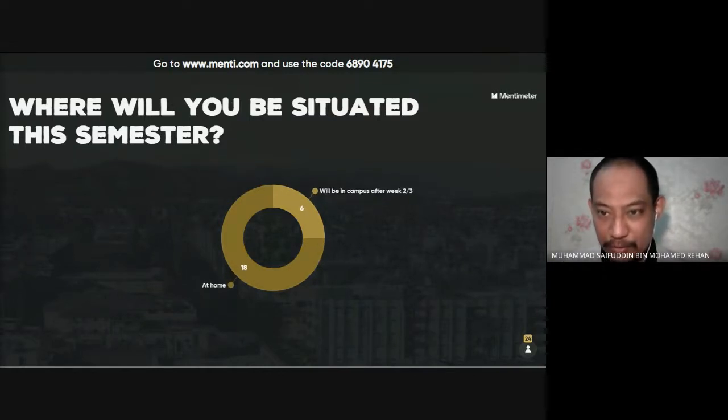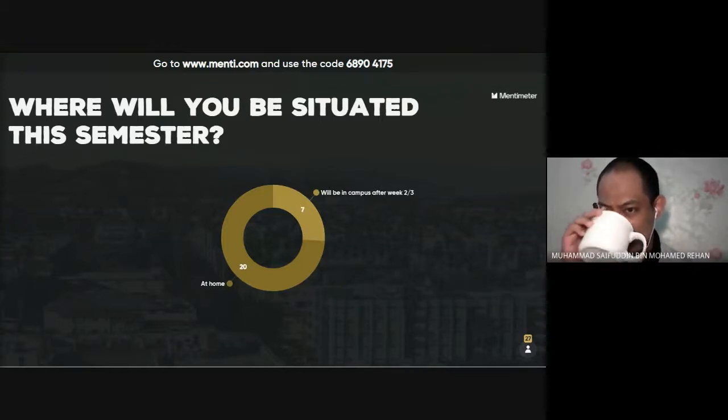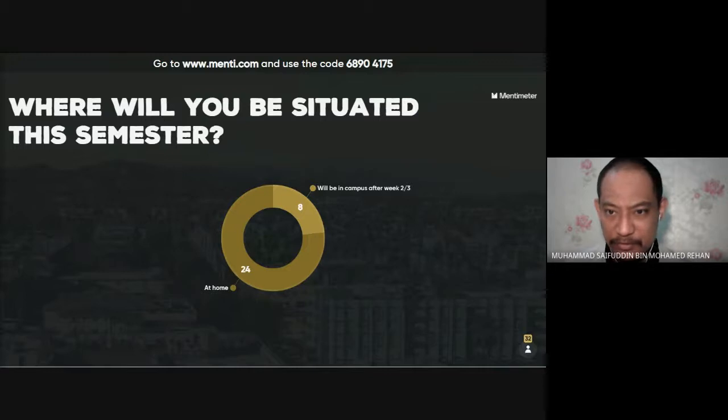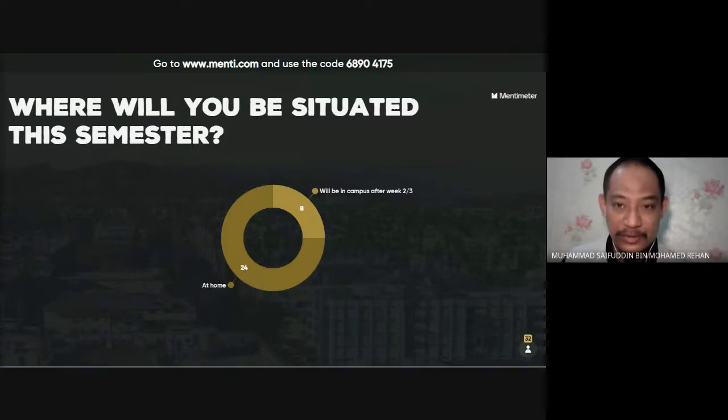So right, 20, 22, 24. So it seems that the majority is going to be learning from home, is it? Okay, we'll wait for a few more. Okay, interesting. Only 7 will be in campus. I assume those who are going to be in campus are because you will also have lab this semester, or is it because of other things? Okay, 32. All right. Thank you very much. So the vast majority is going to be at home.